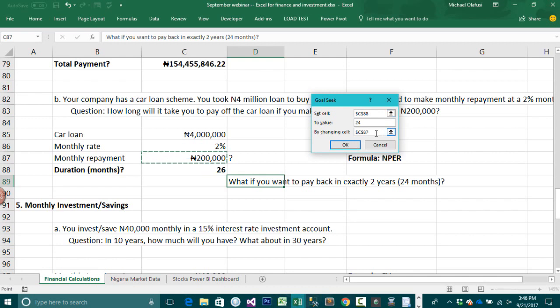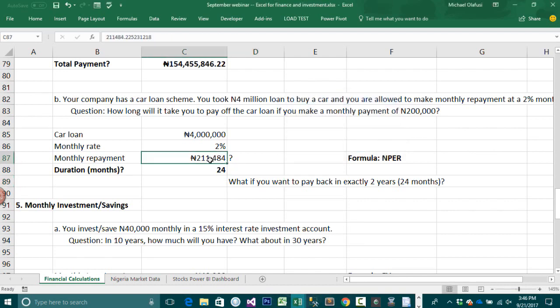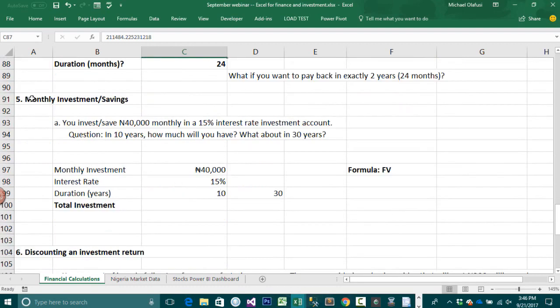So that's why I say changing cell value is this, right? Then do OK, and you see Excel does some iteration and comes to the final figure. It says you should tell them to deduct like 211,500 naira from your account. Okay, so that is it. And moving on now to this one.